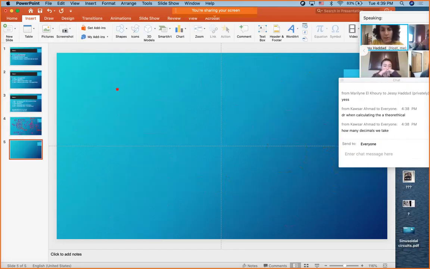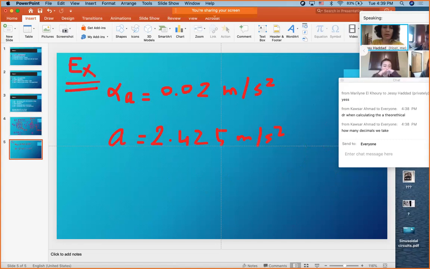All right. So let's say the uncertainty on A is 0.02 meter per second squared. Don't forget to round to one significant figure. And let's say that A is 2.425 meter per second squared. How do you round, Kausar? And that's an example that may not be applicable to our lab.